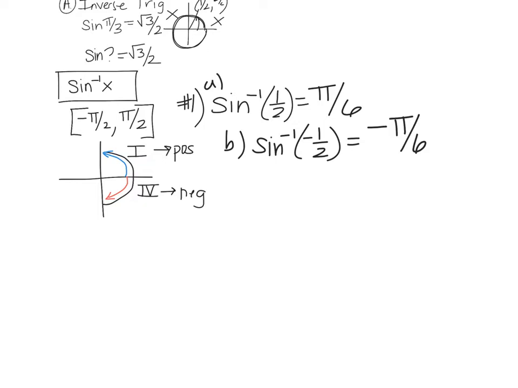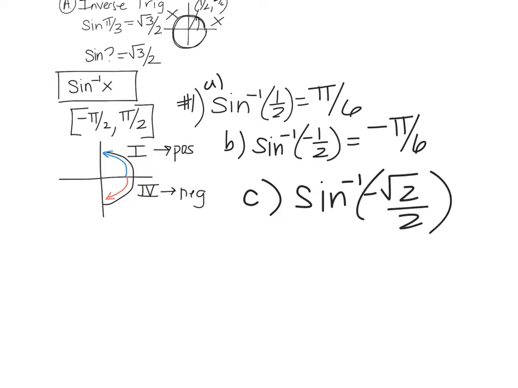Okay, and then let's try another one. A, B, C. Let's do sine inverse of negative rad 2 over 2. Sine inverse of negative rad 2 over 2.